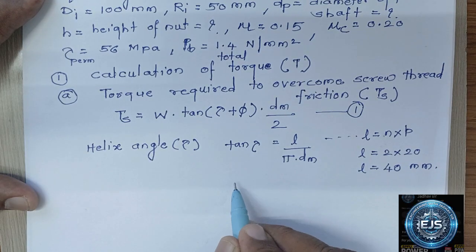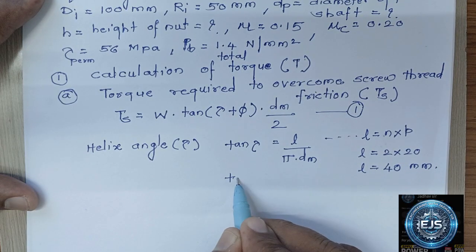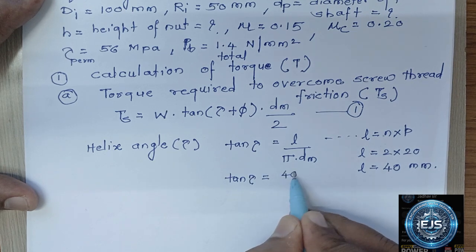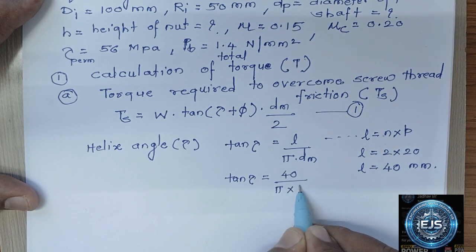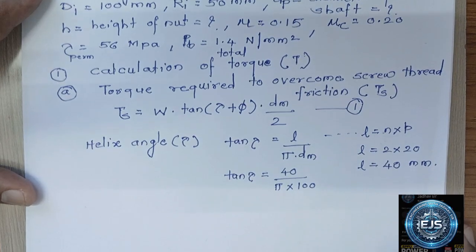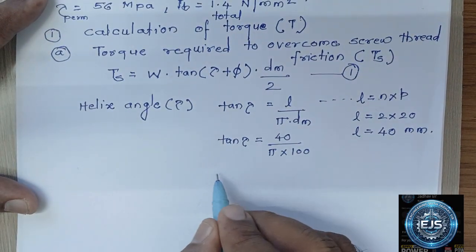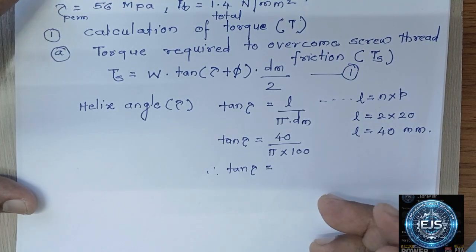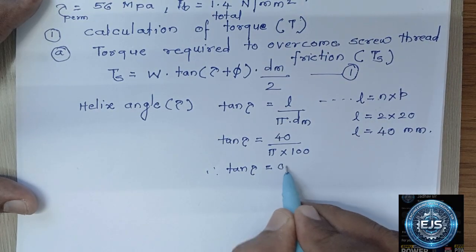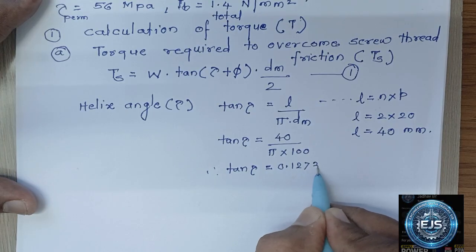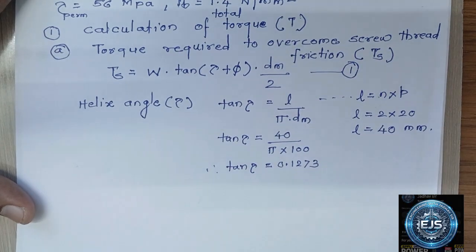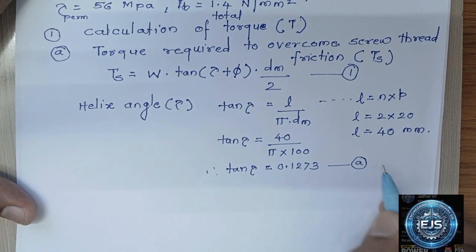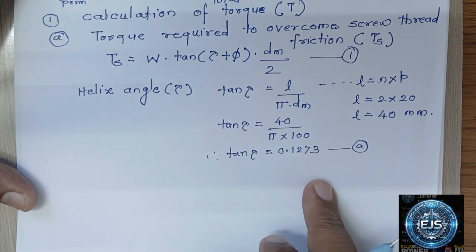Now we can put in the values and find tan lambda. Tan lambda is equal to lead, 40 mm, divided by pi into dm, where dm is 100 mm. So this value of tan of lambda comes out to 0.1273. We will mark this as equation A.